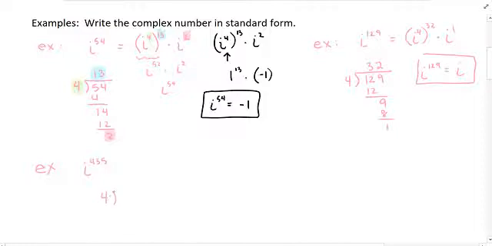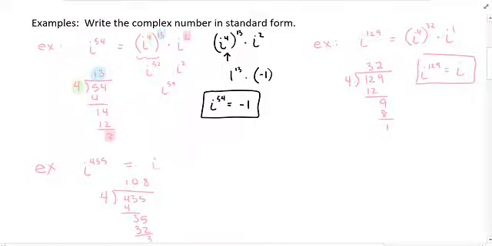Again, how many times can I get i to the fourth out of there? It goes in 1, gives me 4, 3 doesn't go in at all. Bring my 5 down. This goes 8. Yes, I had to think there. So 32, remainder 3.